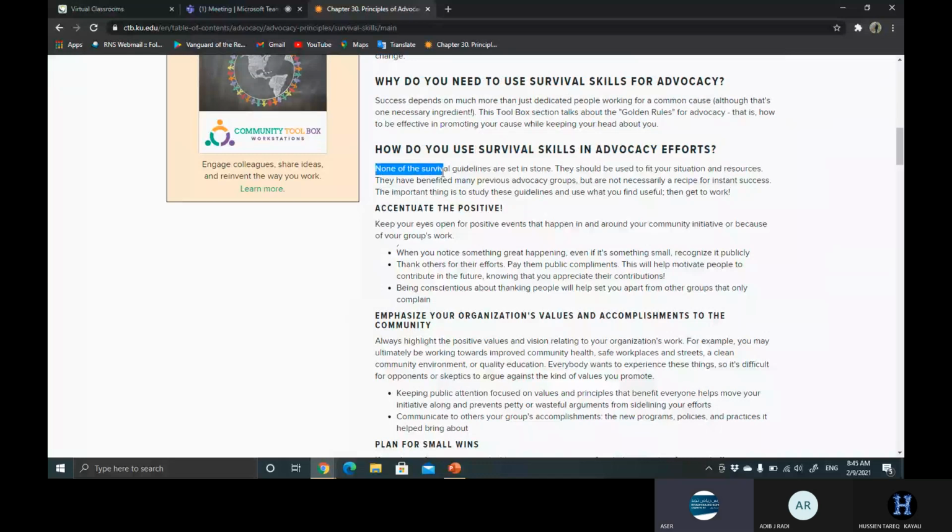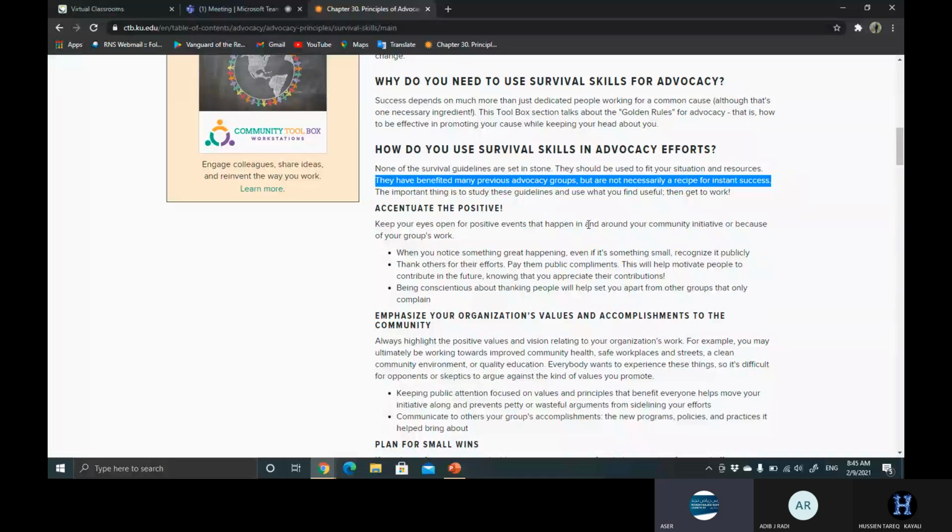Simply, none of the survival skills are set in stone. They should be used to fit your situation and resources, meaning that they are flexible, vary from one person to another, and you can alter and change those skills to help you in your own situation and your own campaign. Also remember that they have benefited many previous advocacy groups, but are not necessarily a recipe for instant success.